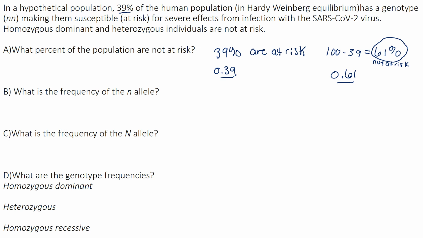Again, remember, we've got 39% of the population, so that's equal to 0.39. They have a genotype, which is this right here, homozygous recessive. So that answer goes down here. I'm asking you later, what is the frequency of the homozygous recessive genotype? So that's 0.39. Homozygous recessive is little n, which is equal to q squared.